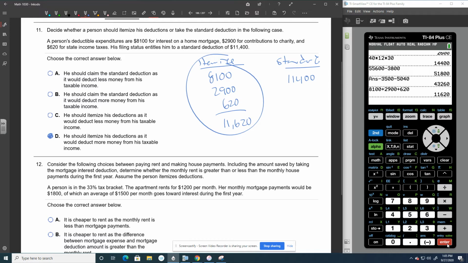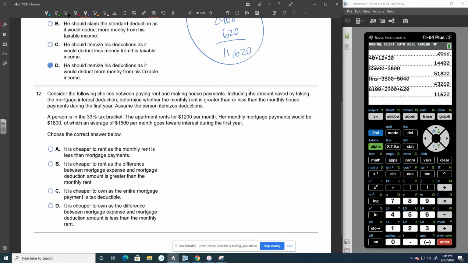So you choose D. Consider the following choices between paying rent and making a house payment. When you're considering the mortgage interest deduction, decide which one is greater, the monthly rent or the monthly house payments. So if a person is in the 33% tax bracket, the apartment is $1,200 per month. Mortgage is $1,800 a month. But $1,500 of that is interest, which is tax deductible.